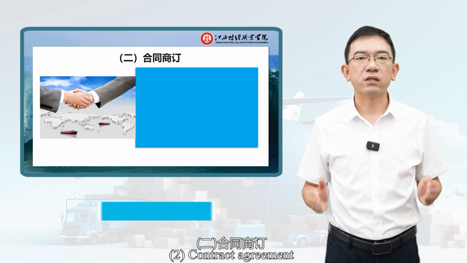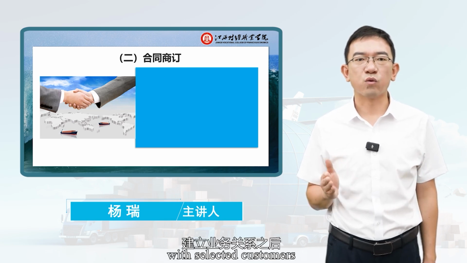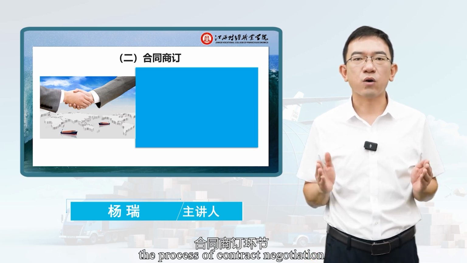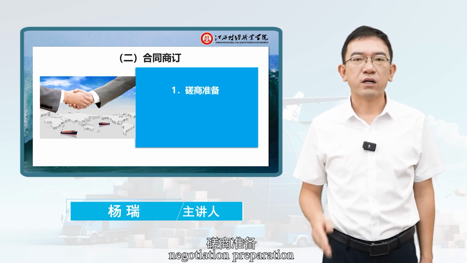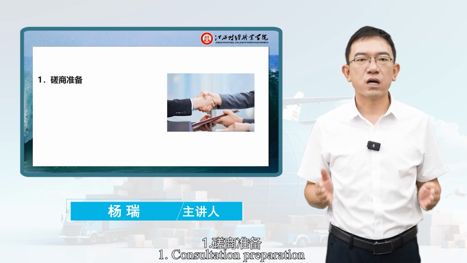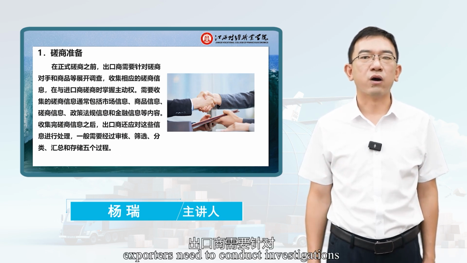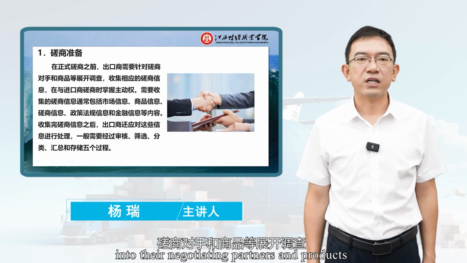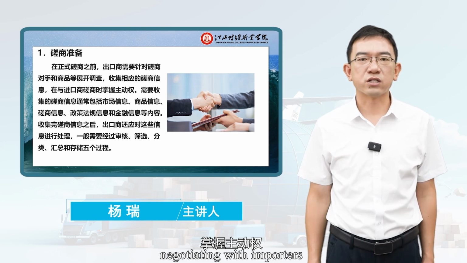2. Contract negotiation. After establishing business relationships with selected customers, exporters begin the process of contract negotiation. The work in this stage consists of three steps: negotiation preparation, contract negotiation, and contract signing. 1. Negotiation preparation. Before formal negotiations, exporters need to conduct investigations into their negotiating partners and products, collect relevant negotiation information, and take the initiative in negotiating with importers.